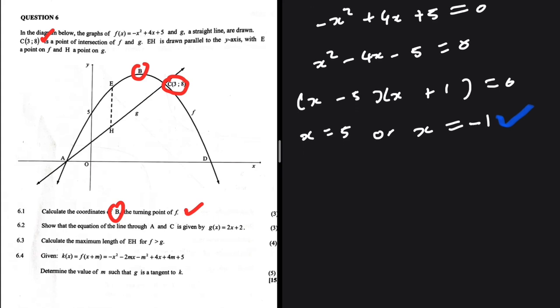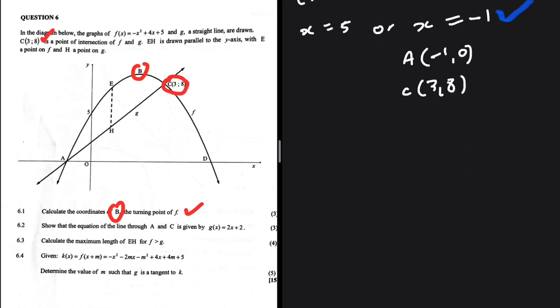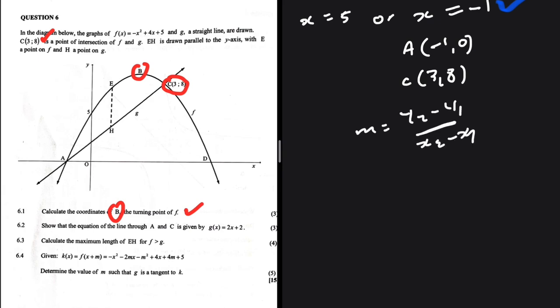Okay, so there we go. We have A. A has coordinates minus 1 and 0, and C has coordinates 3 and 8. So let's go ahead and find the gradient. y2 minus y1 divided by x2 minus x1. If we take C as the second point, y2 is going to be 8, and y1 is 0. And then x2 is going to be 3, x1 is going to be minus 1. So 8 divided by 4, that is 2, right?